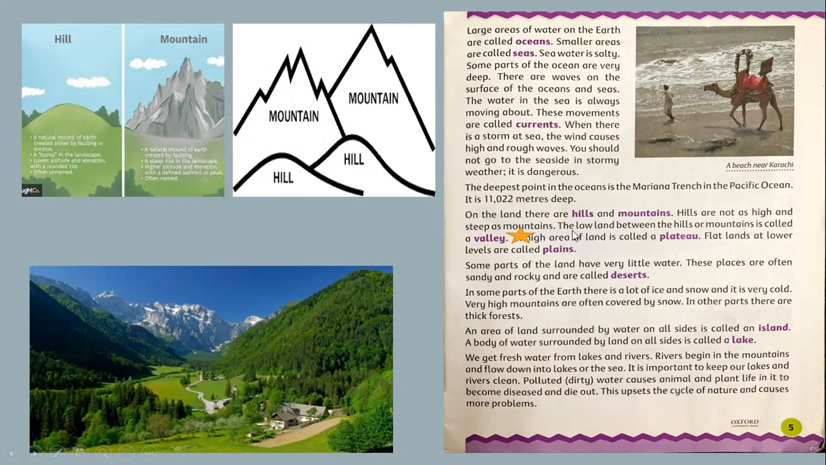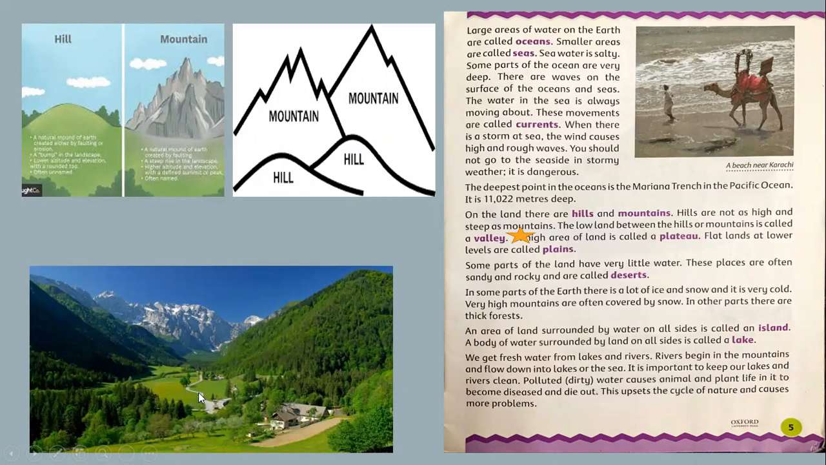Okay, now they are saying the low land between the hills or mountains is called a valley. Like this, look. These are the higher mountains, and you can say these are the hills, green hills. They are not so steep. So the low land like this, look, there is a house. So it is in the valley. This area, which is between two mountains or hills, is called a valley.